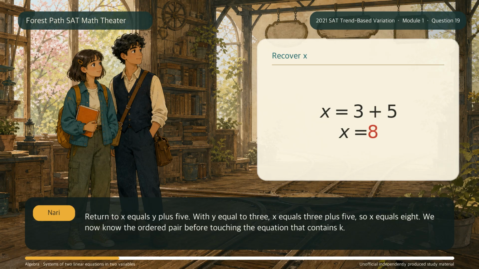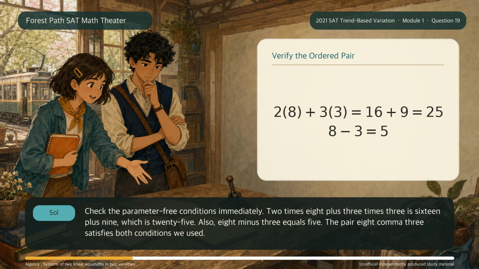Return to x equals y plus 5. With y equal to 3, x equals 3 plus 5, so x equals 8. We now know the ordered pair before touching the equation that contains k. Check the parameter-free conditions immediately. 2 times 8 plus 3 times 3 is 16 plus 9, which is 25. Also, 8 minus 3 equals 5. The pair 8, 3 satisfies both conditions we used.